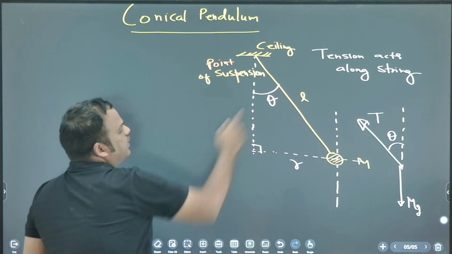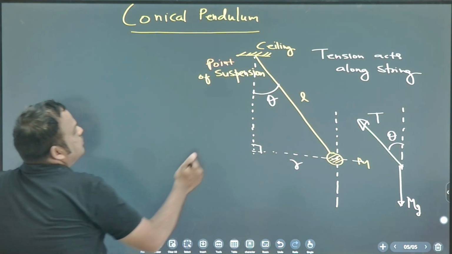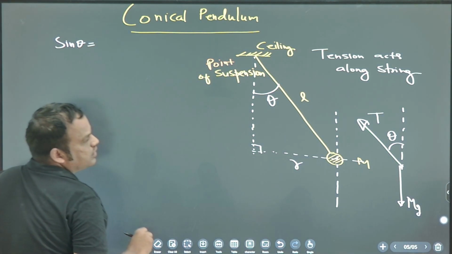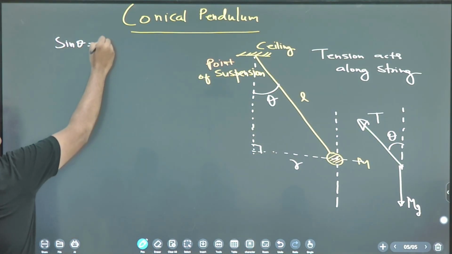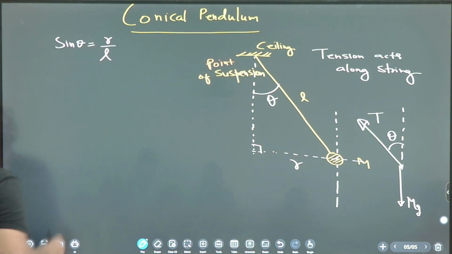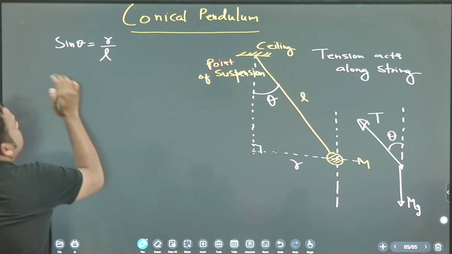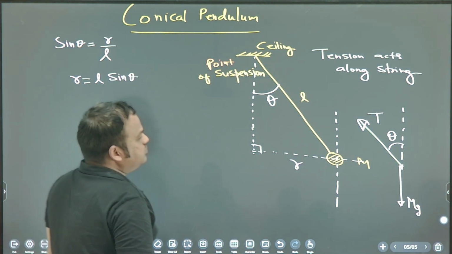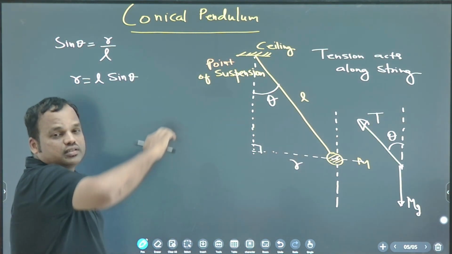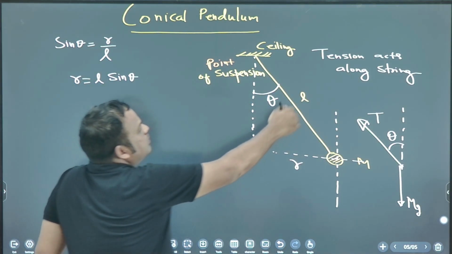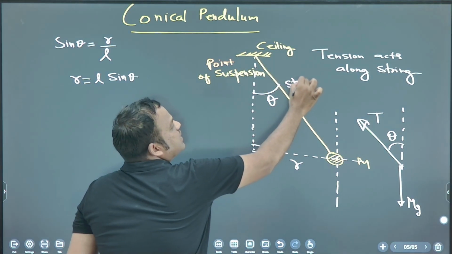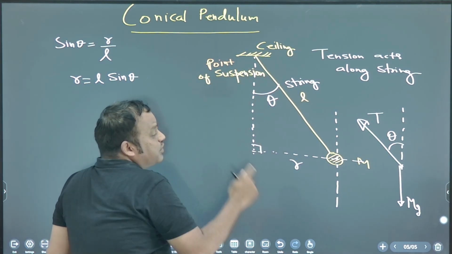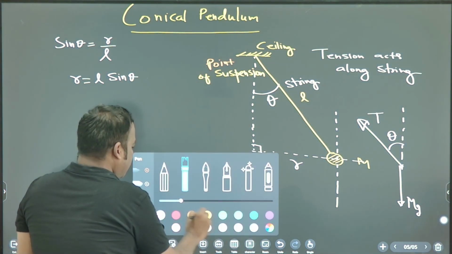What is the relation between L and R? Tell me. What is sine theta? Opposite by hypotenuse. So sine theta is R by L. Okay, so note down, R is equal to L sine theta. Okay, what is L here? String. What is the length of the string? L. But what is the radius of the circle? R. They are same or different?